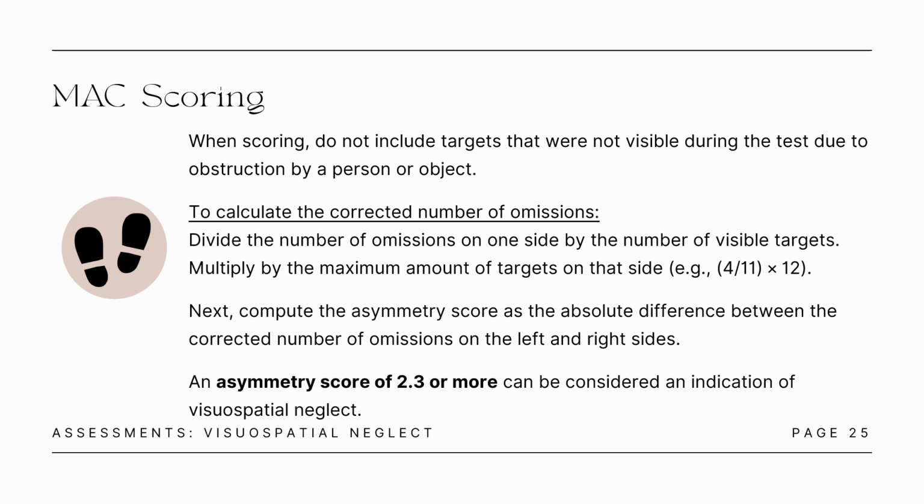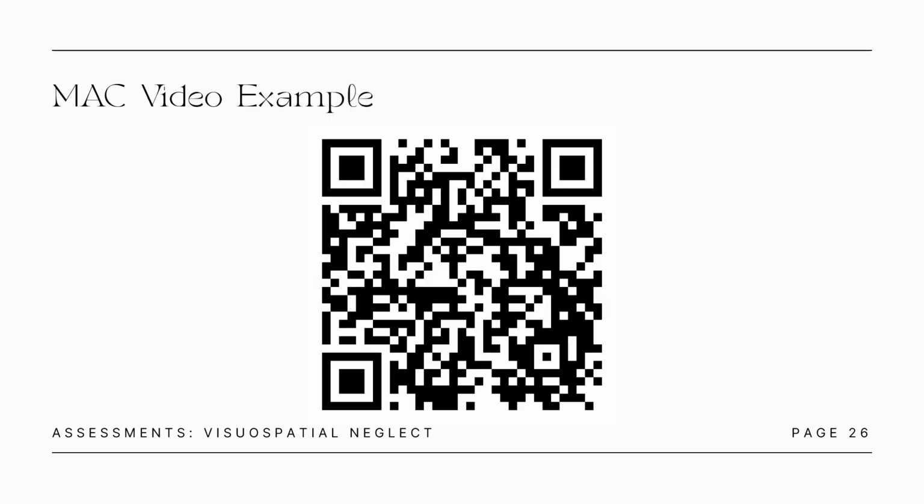And you'll do that for the left side and then for the right side, and you're going to compare the 2 scores to determine the difference. An asymmetry score of 2.3 or more indicates visuospatial neglect. You can scan this QR code to watch a short video of a patient in a hospital completing the mobility assessment course.